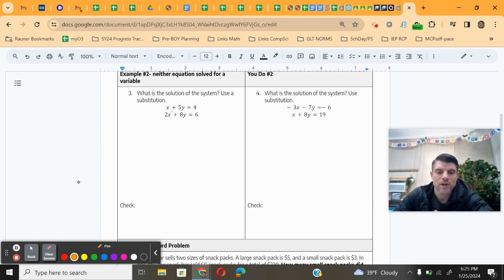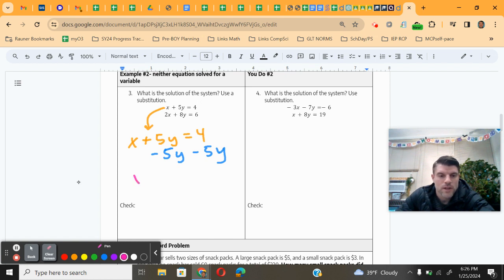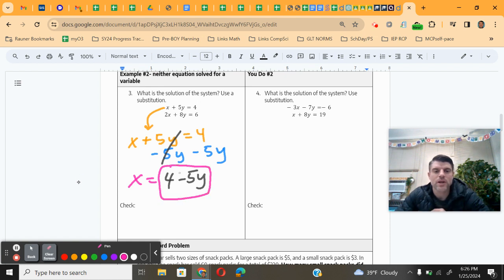For this one, there's no variable isolated. So all you're going to do is pick one to isolate a variable for. I'm going to use this one because x is already by itself almost. Just have to get rid of this 5y. So I'm going to subtract 5y on both sides. X is going to equal 4 minus 5y. Can't do it. So x equals 4 minus 5y. I can plug that into one of the equations. Let's go ahead and plug it into the other one.